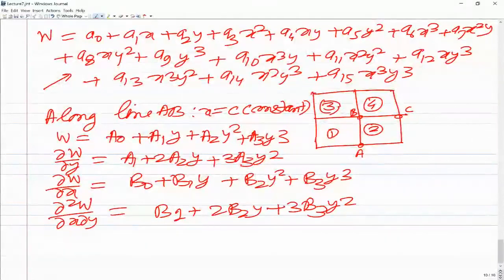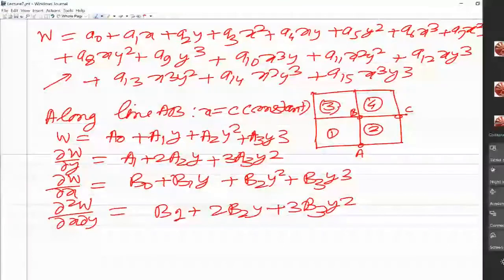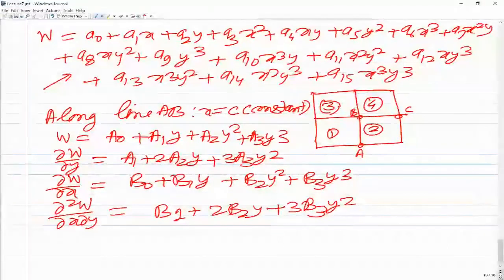So we need four values, no? At A and B, del w by del x and del 2 w by del x del y are available with us. w and del w by del y are used for finding the constants a0, a1, a2, a3, and del w by del x and del 2 w by del x del y at A and B will be used for finding the constants b0, b1, b2, and b3. Since the values of del w by del x and del 2 w by del x del y are the same at A from element 1 or element 2, and similarly the same from element 1 and 2 at B, we will get the same constants from element 1 as well as from element 2.